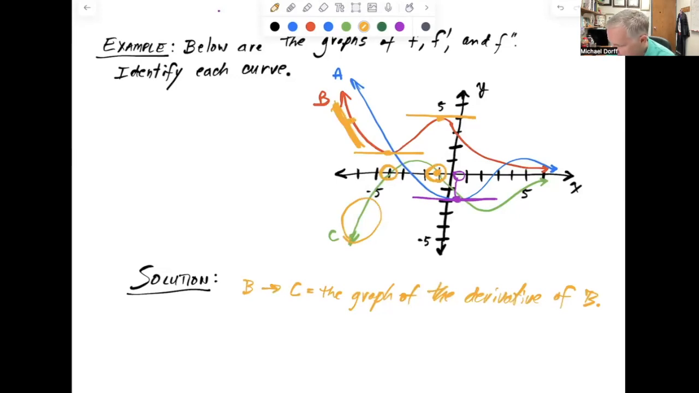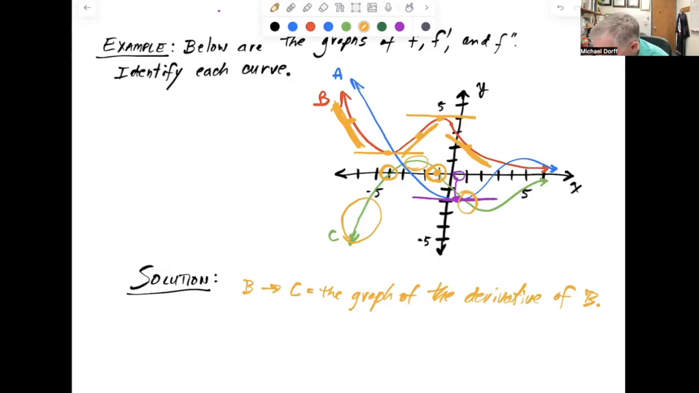If I go to a point at about -2 or so and draw the tangent line there on B, the red graph, I have a positive slope, and that matches with the green line being above the x-axis, positive values. And finally, if I take a point where x is +1 on the red line and draw the tangent, the slope of that is negative, and I see that the green line is below the x-axis. So yes, C is the graph of the derivative of B.